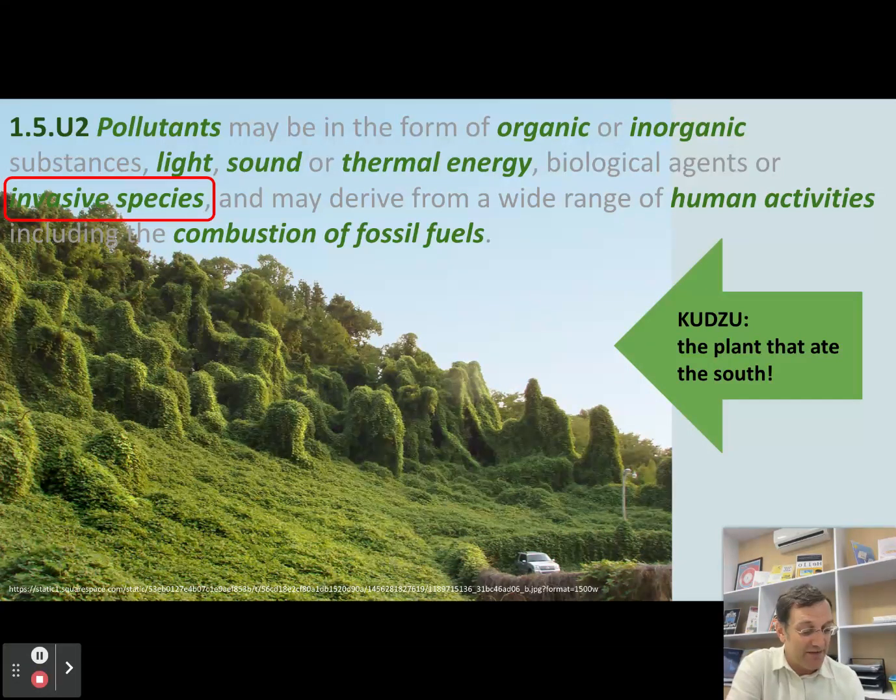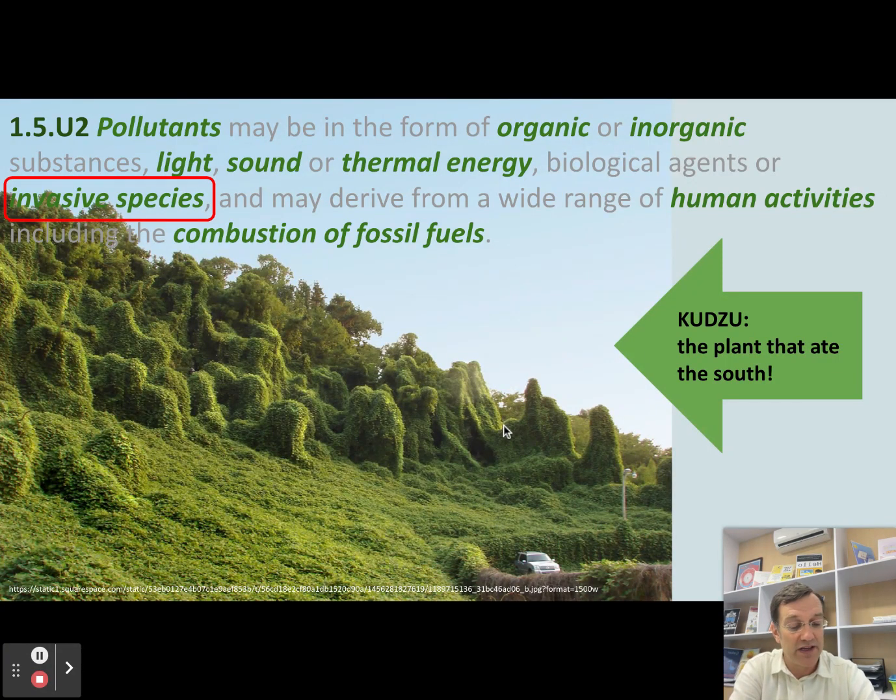Another pollutant, and a lot of people don't think of this as a pollutant, but it is when humans bring in invasive species. We may not have made the invasive species, but it's something that humans have done, and we've added that to the environment. So this plant you see here is called kudzu, and it's pretty famous where I grew up in the United States. It's called the plant that ate the South.